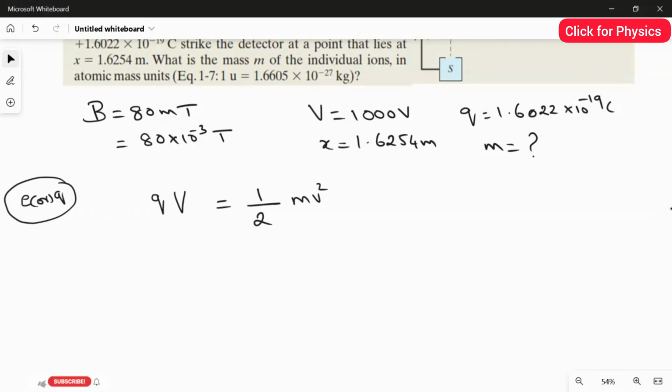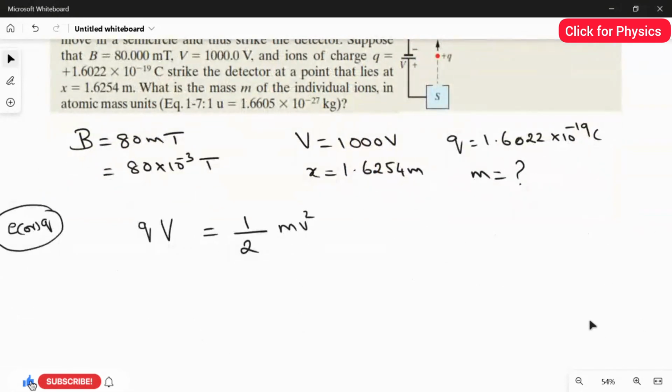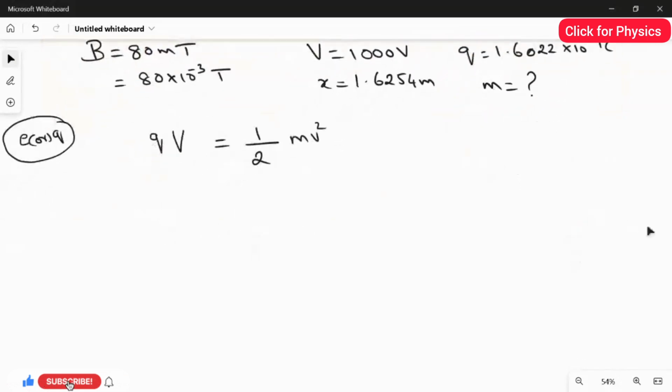So I'm going to find the speed first, and after that I'm going to use the radius, because it is exactly a semicircle. If it is a semicircle, from the starting point to the end you will get the diameter. When you divide the diameter by 2, you will get the radius, right? So we have the radius formula also. In the first part, I'm going to find the speed.